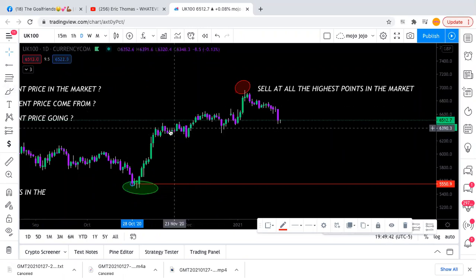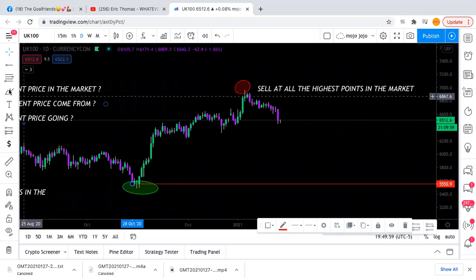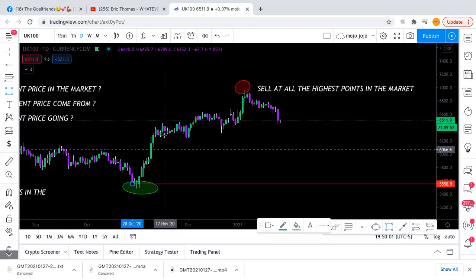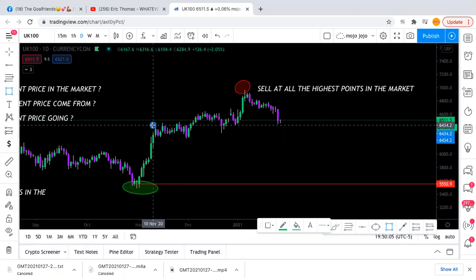Okay, what is this called right here? Drop it in the chat. Consolidation. Let's go, Dylan. Pull back. You guys can box in your consolidation. Get a rectangle and do this.